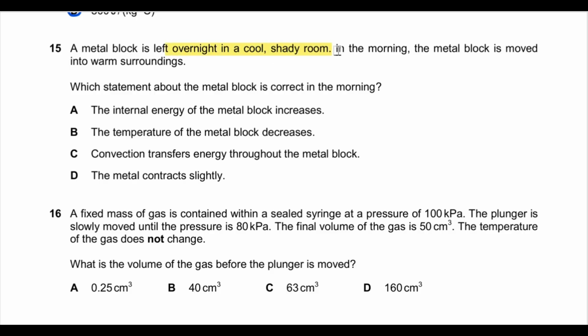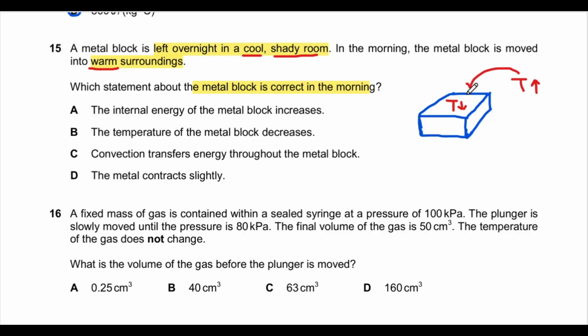Question number 15 says a metal block is left overnight in a cool and shady room. In the morning, the block is moved into a warm surrounding. Which statement about the metal block is correct in the morning? So there is a metal block which is left at night in a cool and shady environment. That means its temperature is low. And when you shift this metal block into a warm surrounding, that means around the block the temperature would be high. Now, there is a rule that heat moves from higher temperature towards lower temperature. So heat will start shifting towards the block and the temperature of the block will start increasing.